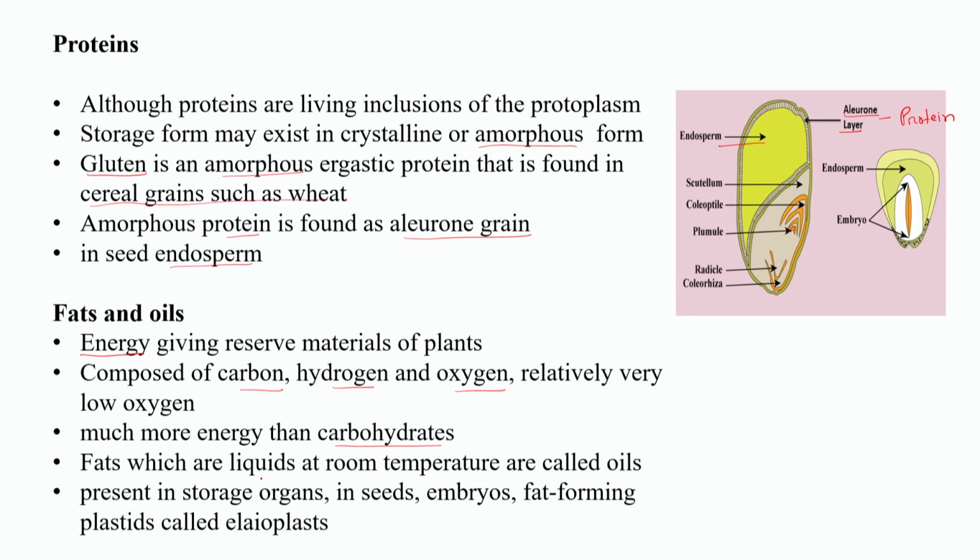Now fats which are liquid at room temperature are called oils. These fats and oils are also found in storage organs, like they are found in seeds, they are found in growing embryos, and in a special plastid that we have also discussed. It's an elaioplast in which a large amount of fats or these lipophilic compounds are stored.